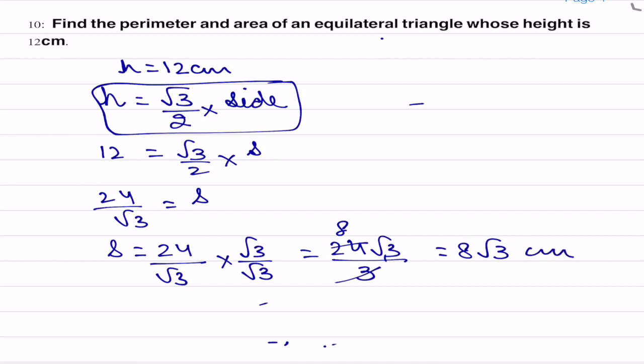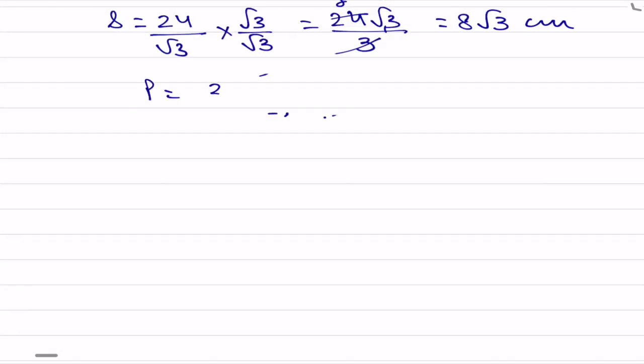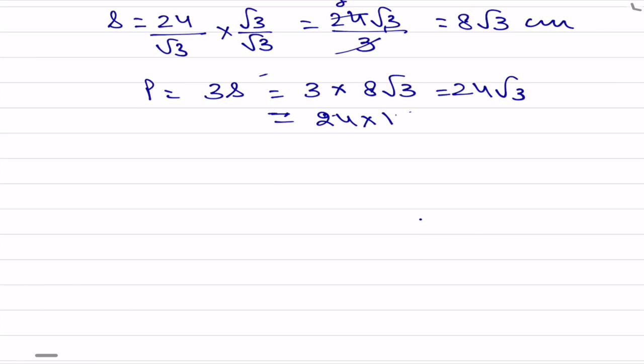Now we have to find out the perimeter. We have got the side, so we can easily find out the perimeter as well as the area of an equilateral triangle by using the direct formula. So perimeter is 3s. 3 into side value is 8 root 3, that is 24 root 3. We will put the value of root 3, 24 into 1.732.